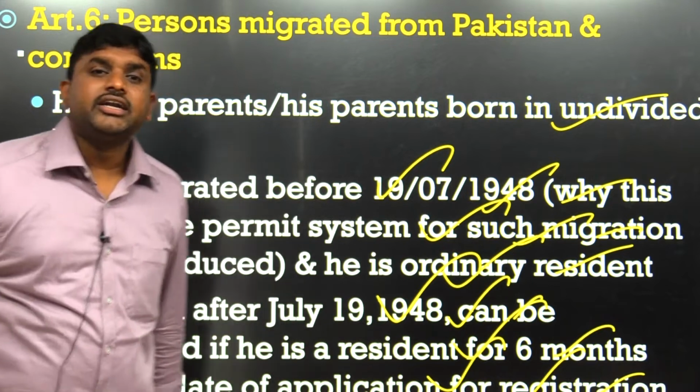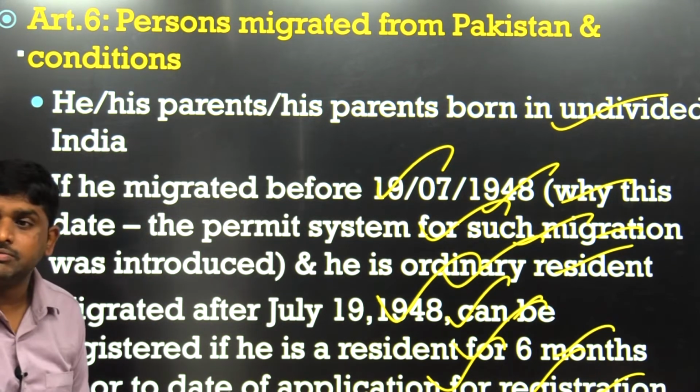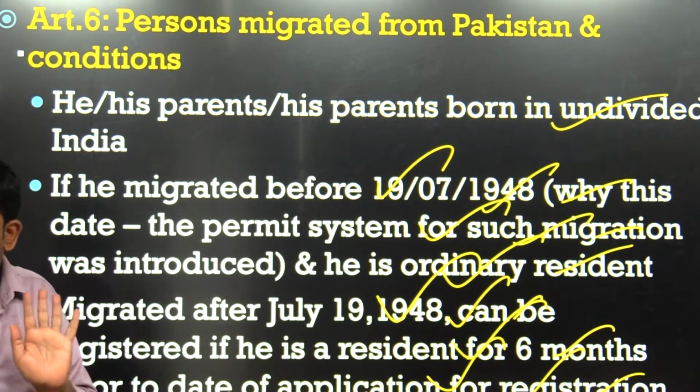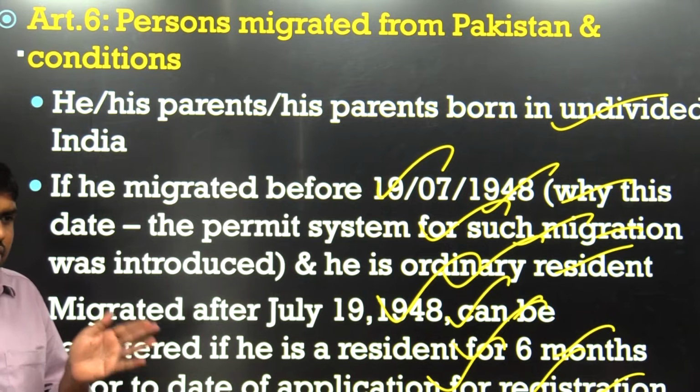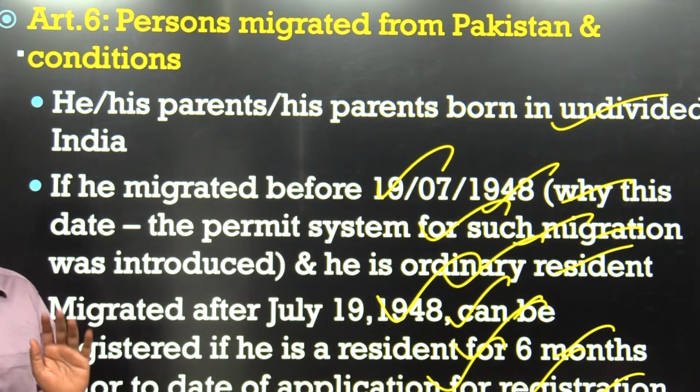Why the date? We started registrations. Why 19th July 1948? Because we started registrations. Before the date of registrations, after the date of registrations, everything will be the same, no?